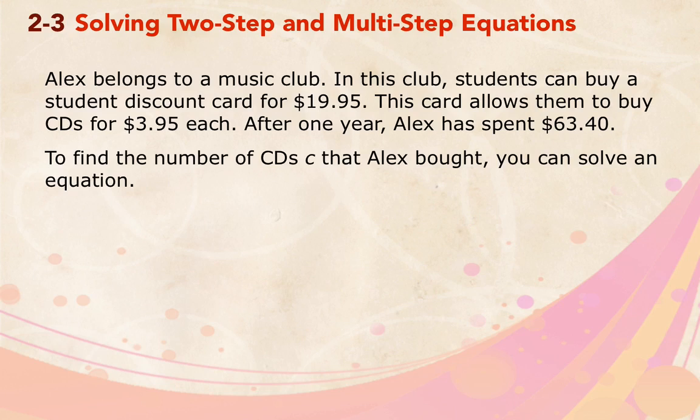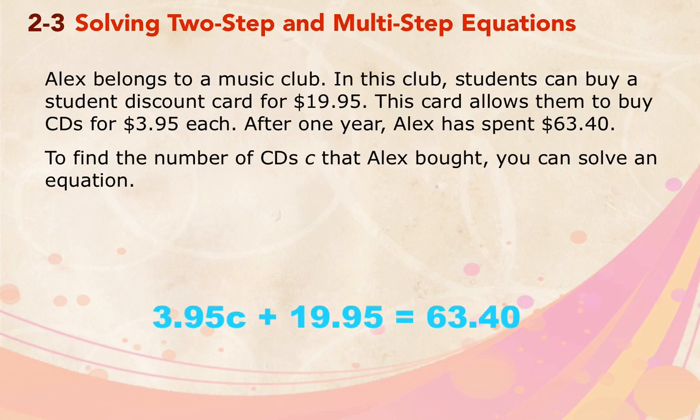So what we're doing is looking at questions that are kind of like this. Alex belongs to a music club. In this club, students can buy a student discount card for 20 bucks. So that's a one-time fee, and it's $20. This card allows whoever has the card to buy CDs for $3.95 each. And after 1 year, Alex has spent $63.40.